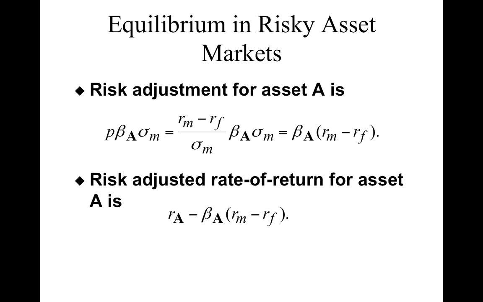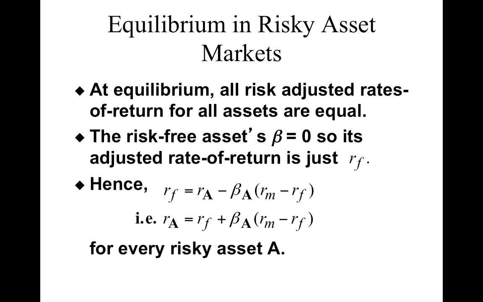So how do we adjust risk for asset A? It turns out that this should be equal to this whole thing here, which gives us beta A into Rm minus Rf. So that's the risk adjustment factor for asset A. Okay. So the risk-adjusted rate of return for asset A is going to be the rate of return on asset A minus the risk adjustment that is required for asset A.